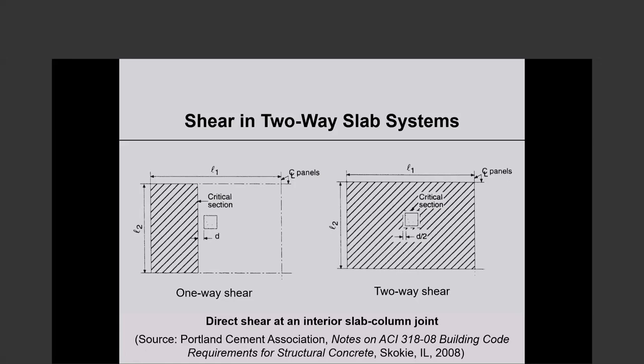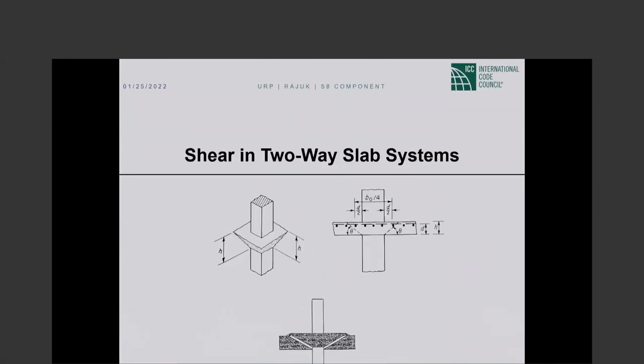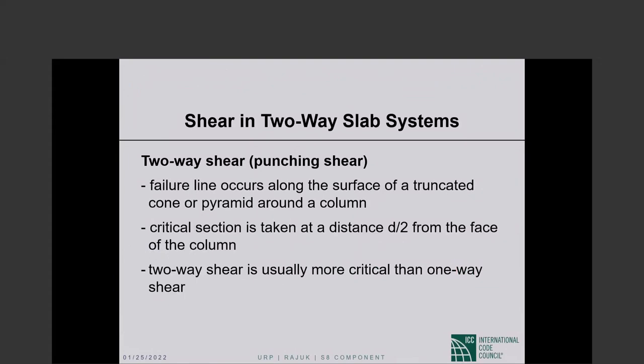I do not know how to describe it. This is strictly speaking not a section. The plan looks like this, but the critical section has a thickness through the slab. So the critical section is taken at a distance d/2 from the face of the column.